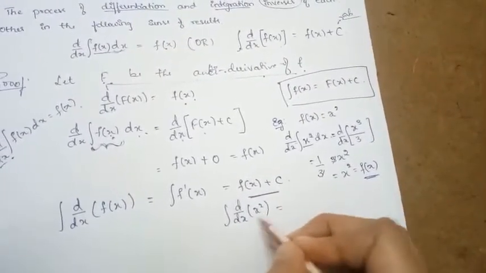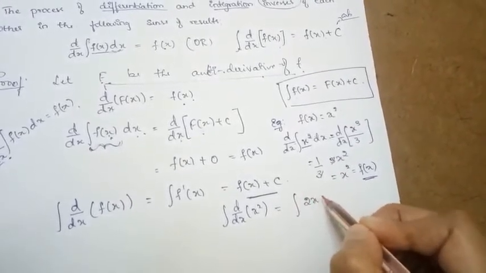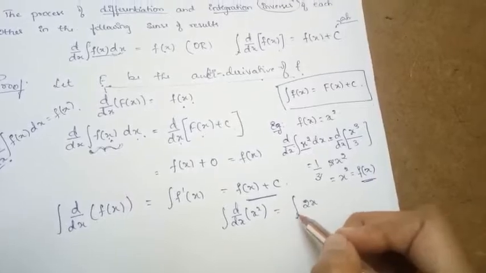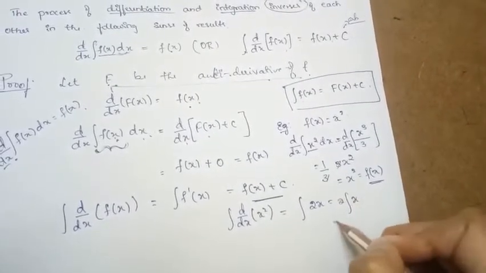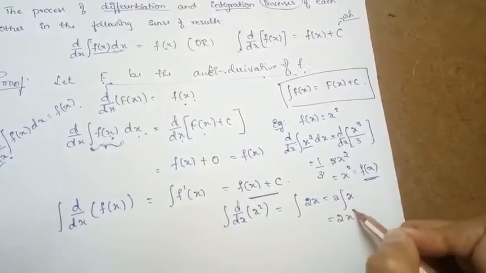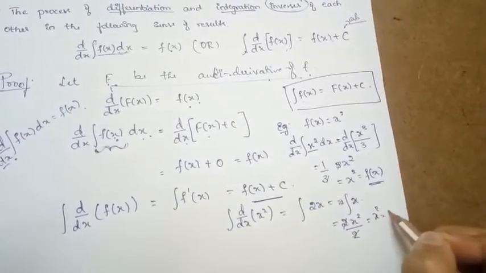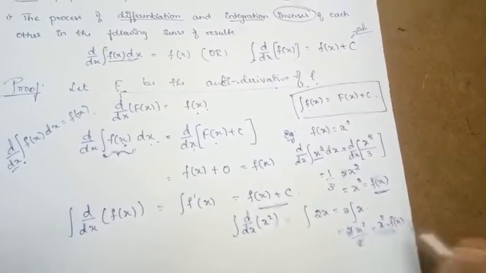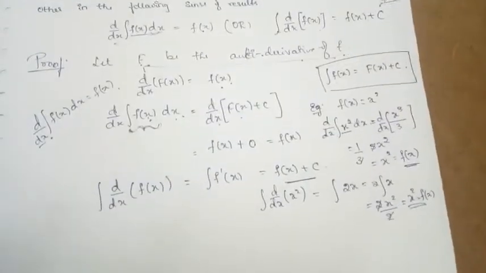So first, if I differentiate this function, what am I going to get? 2x. Now here 2 is a constant. If I integrate x, what am I going to get? It is nothing but x square divided by 2. The 2 cancels, giving x square, which is our f of x itself. So this is how you can understand the meaning of this through an example.